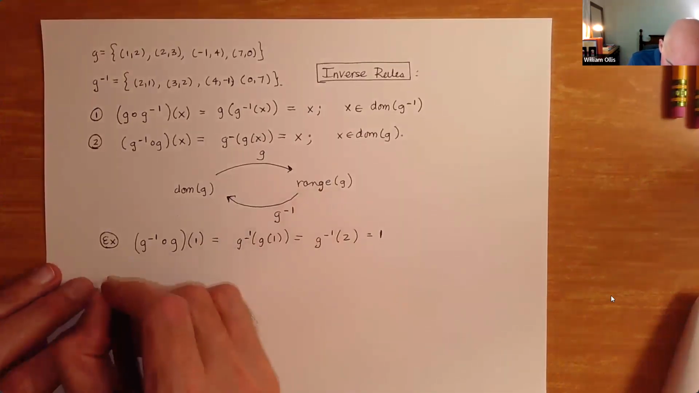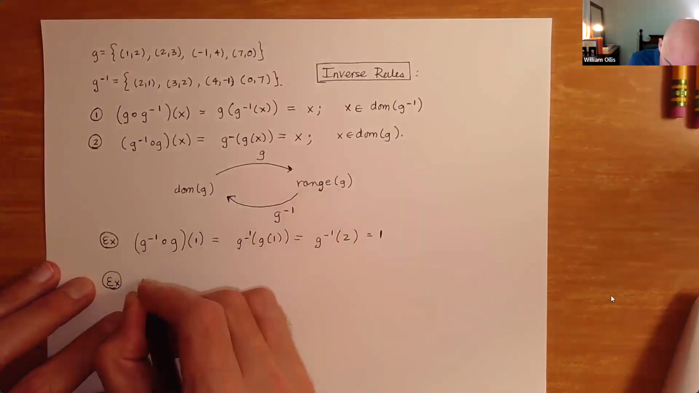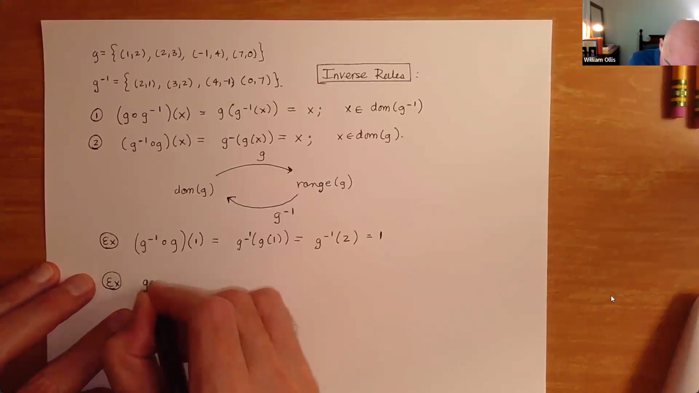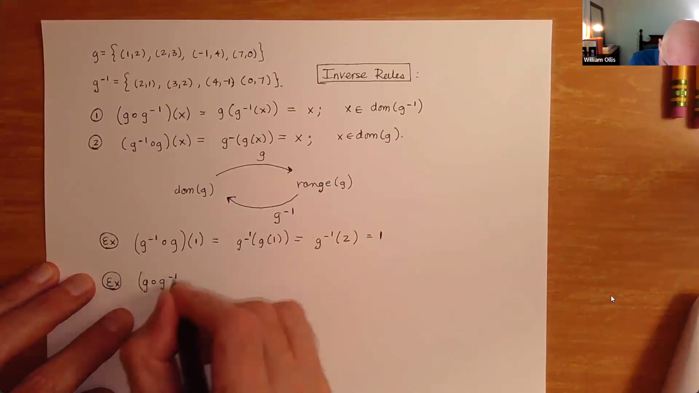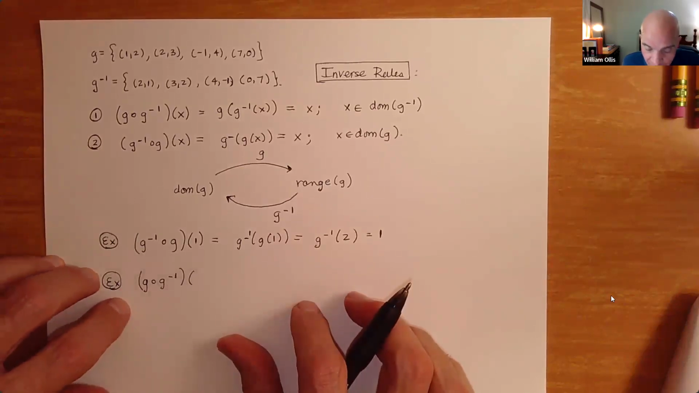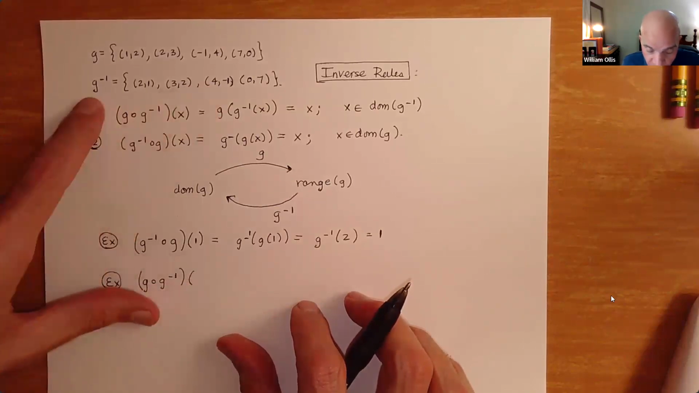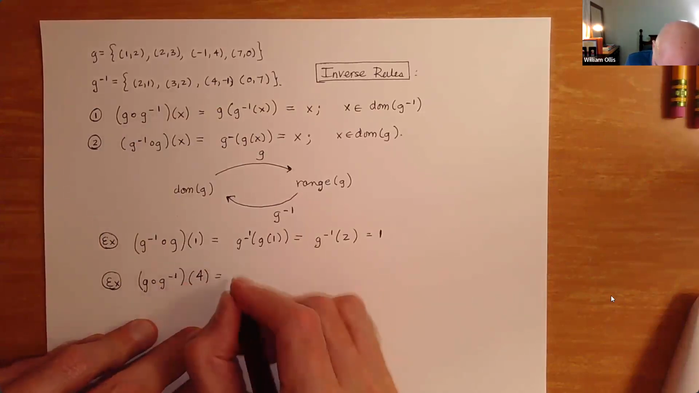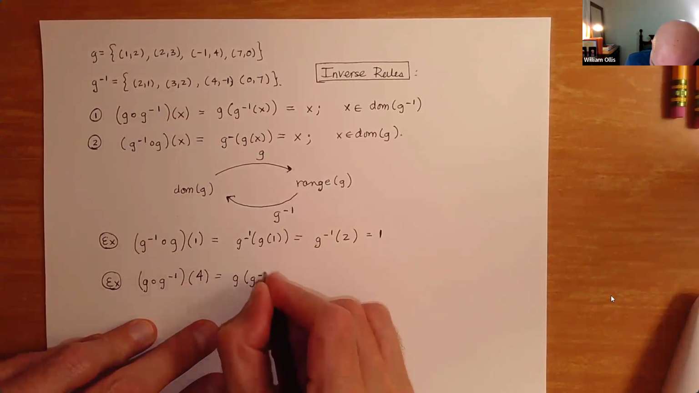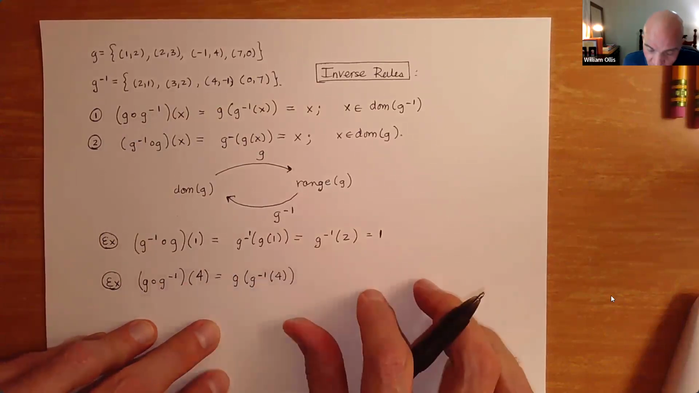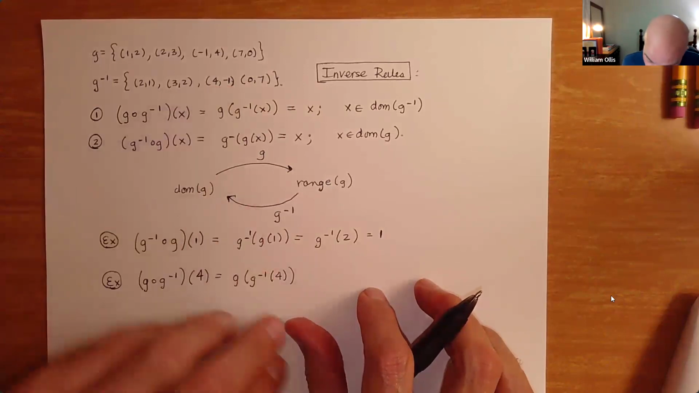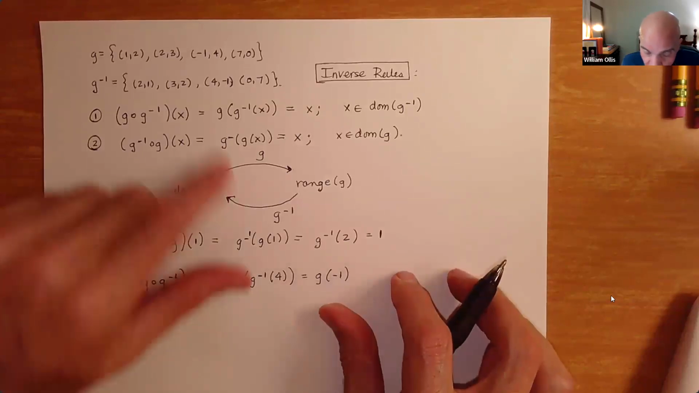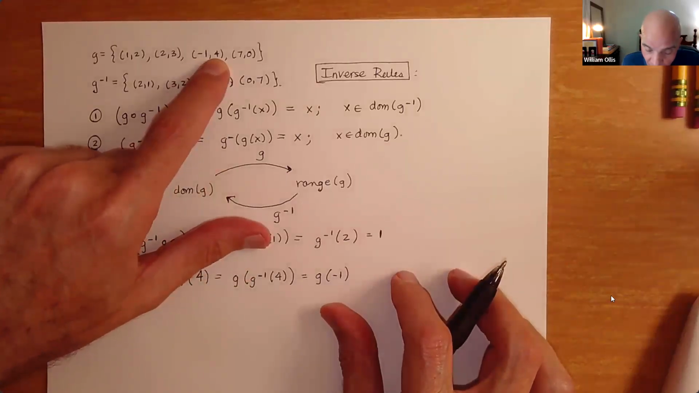Let's flip things around. Let's do another example. So we start with G, the domain of G inverse, which is the range of G. So we have G composed with G inverse. And let's just take some element in the domain of G inverse, let's just do 4. So we have G of G inverse of 4. Well, what does G inverse do to 4? It takes it into -1. So this is G of -1. And then we go up here and see, what does G do to -1? Well, it takes it right into 4.